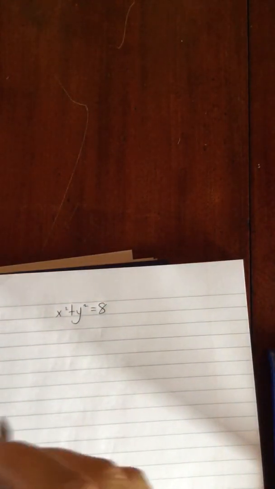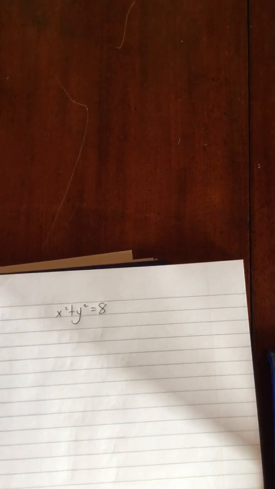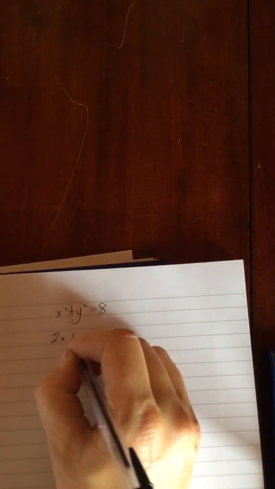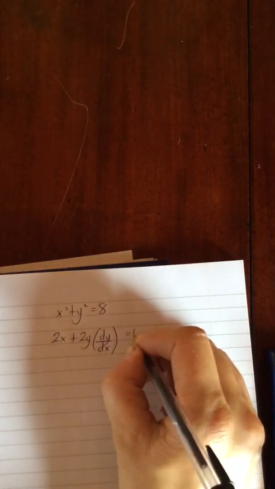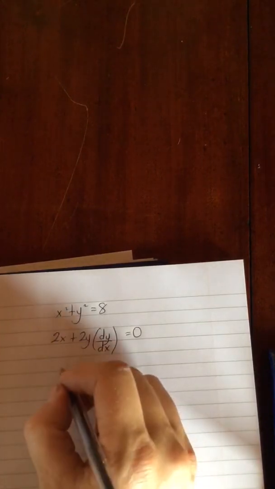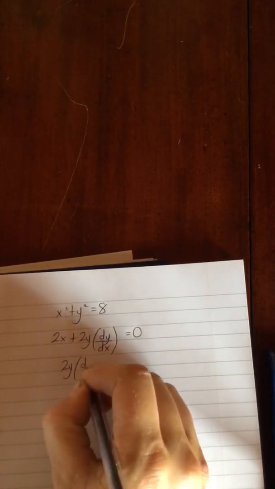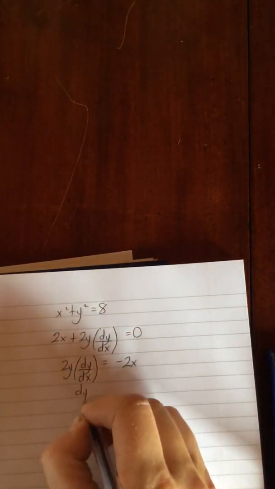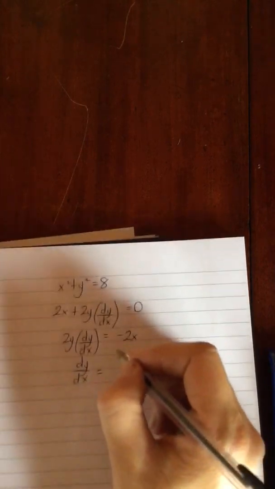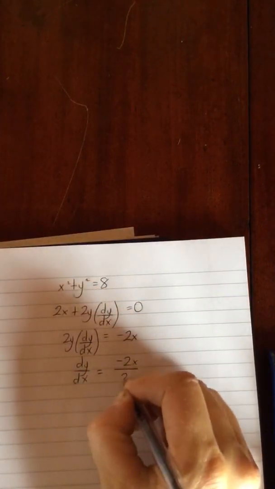So x is 2 and y is 2 as well. So if we looked at our circle equation, it is x squared plus y squared equals 8. So I want to differentiate this because remember my first derivative is going to help me find the slope of a tangent. So this will go to 2x plus 2y, but because that's a y term, I must put dy dx with it, equals 0. Okay, so 2y by dy dx is going to equal minus 2x. So dy dx is going to equal minus 2x over 2y.